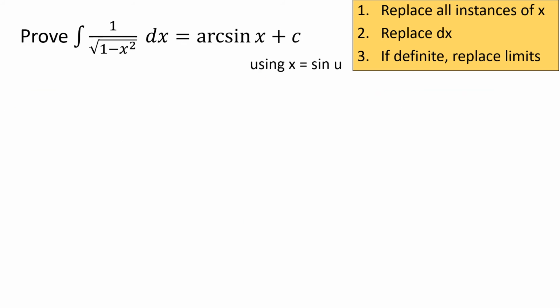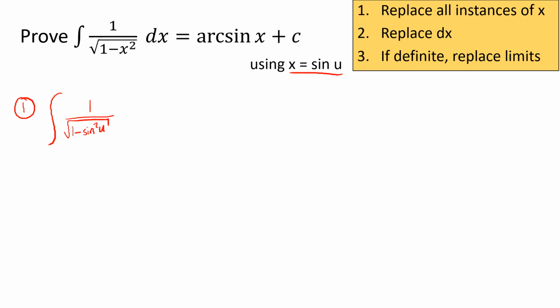So the last little substitution trick we're going to show you is one where we show a proof. So in this case, we're trying to prove that the integral of 1 over square root of 1 minus x squared is arc sine x plus c. This is a result that's given in the formula book for what it's worth, but you could be asked to prove it. And substitution is how we do it, using x equals sine u. So let's go through our steps. First thing we want to do is we want to substitute in our x's. We're going to get rid of those and replace them with u's. So we're going to change this bottom bit to 1 minus sine squared u.